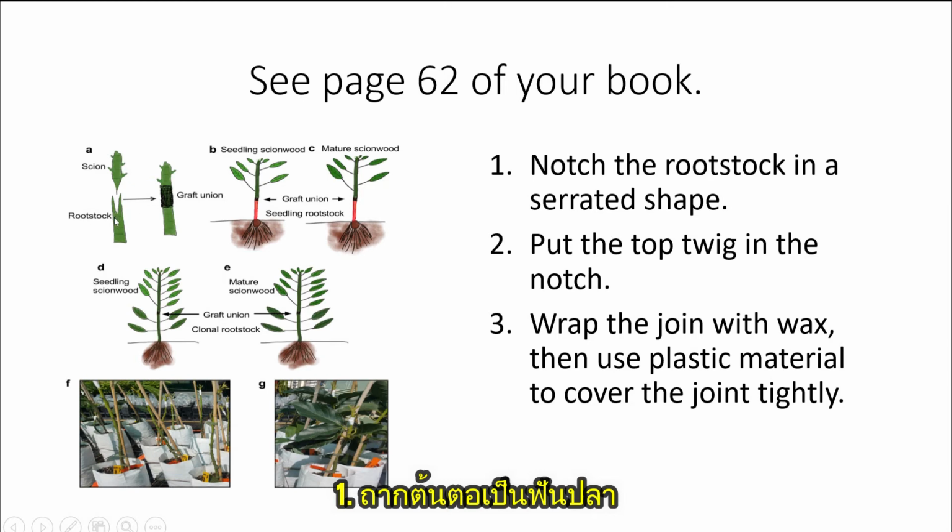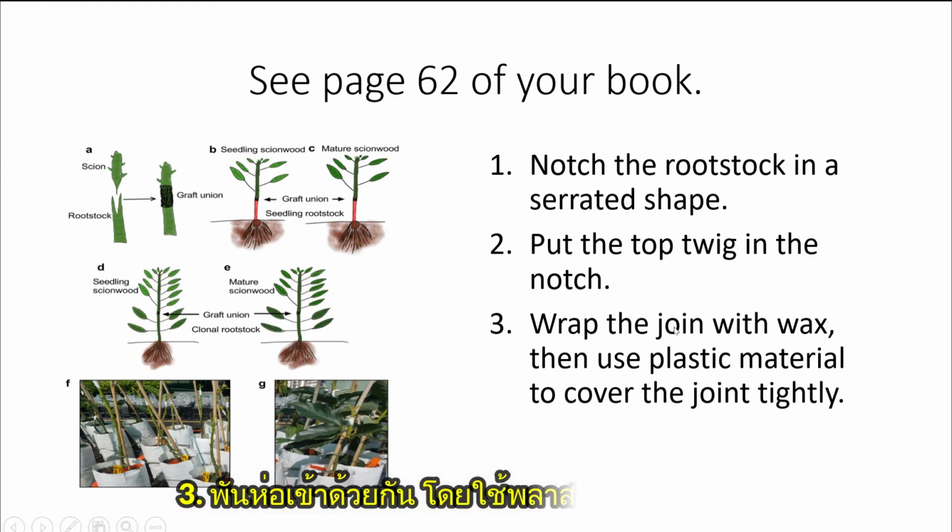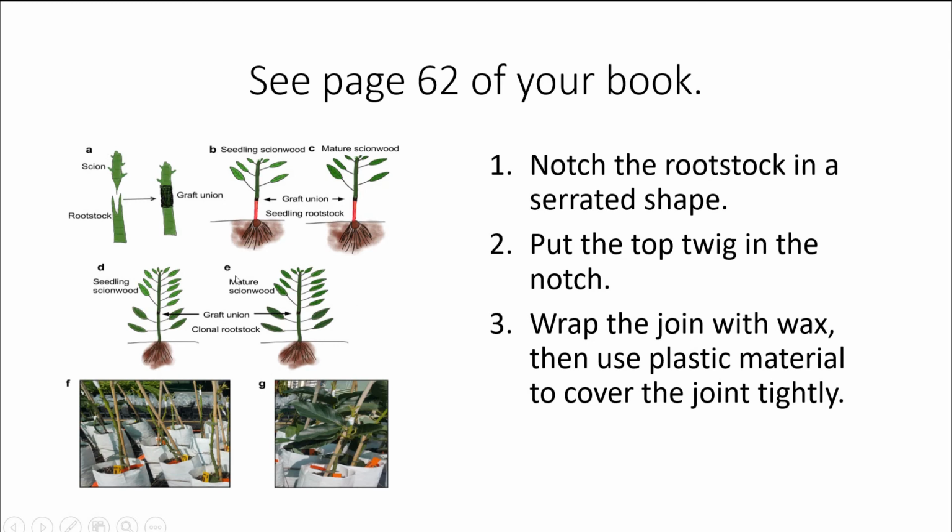This is the rootstock. This is the scion of the plant. So you have to put the twig in the notch, and wrap the joint with wax. Then use plastic material to cover the joint tightly. You have to put this inside the V shape and wrap it tightly.